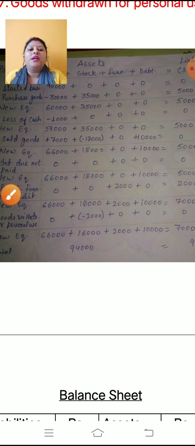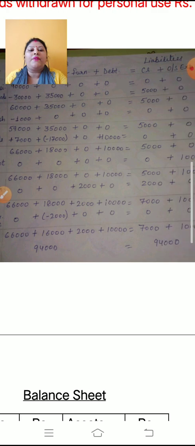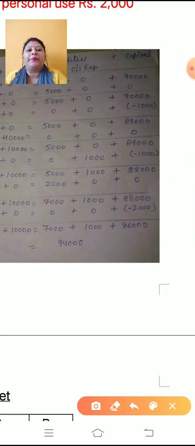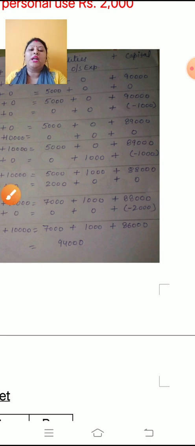As well, if there is any loss or expense, you have to subtract it from the capital. Okay, if there is any profit or income, then you have to add it to the capital. So here is loss of cash by theft, 1,000 you have to subtract. Now after this equation, again you have to find out the new equation.